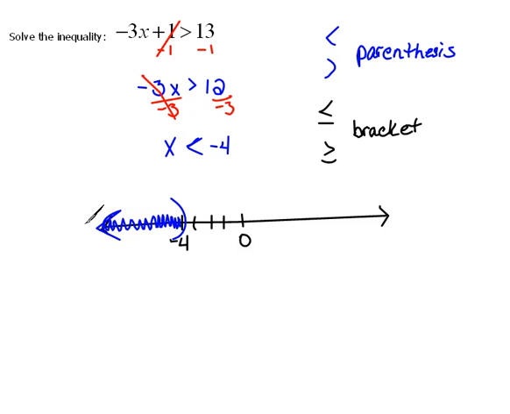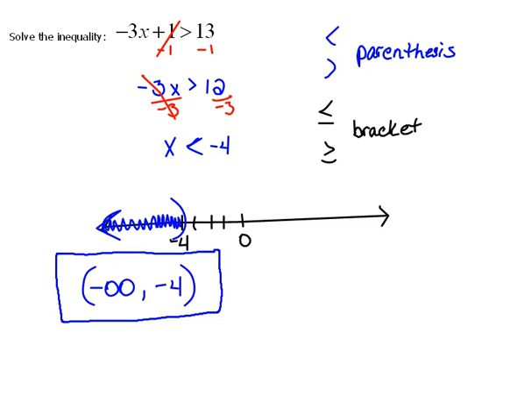So starting here on the left, this number would be negative infinity. And infinity always gets a parenthesis because we don't know where it is. It's just this thing out there at the end of the number line somewhere. So we would use all of the numbers starting at negative infinity and going all the way up to negative 4. Now we've already established that negative 4 would get a parenthesis because there is no equality here. So our answer would be all of the numbers between negative infinity and negative 4.